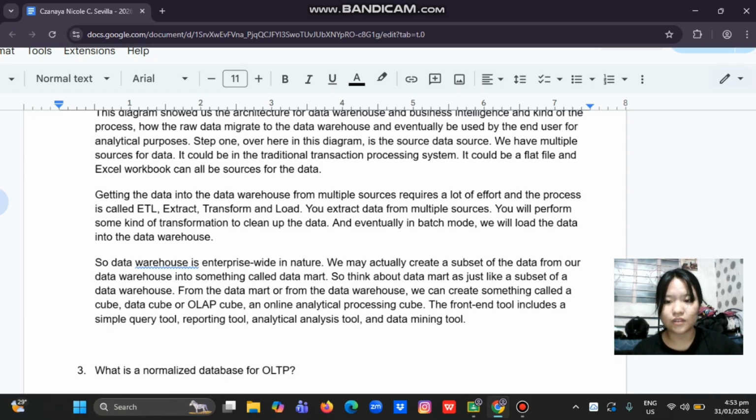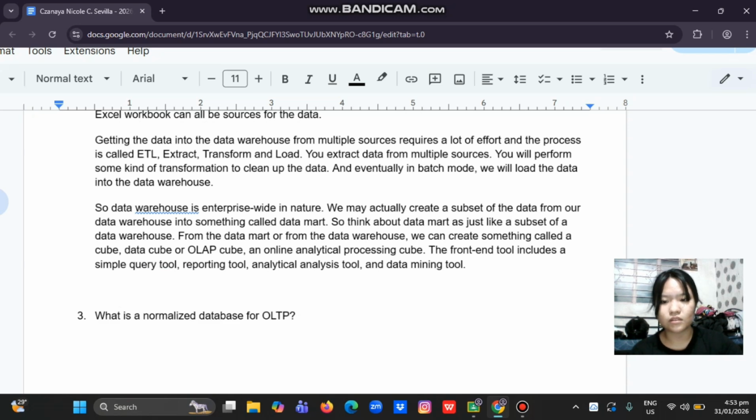Getting the data into the data warehouse from multiple sources requires a lot of effort, and the process is called ETL, or extract, transform, and load. You extract data from multiple sources, you perform some kind of transformation to clean up the data, and eventually in batch mode, we load the data into the data warehouse.